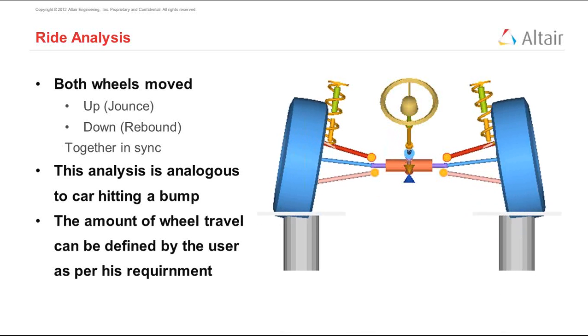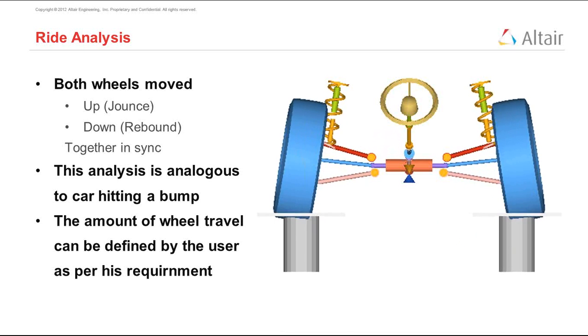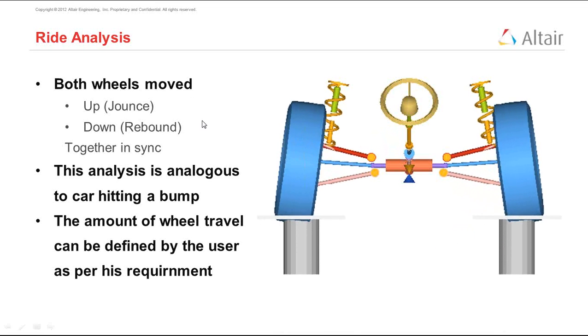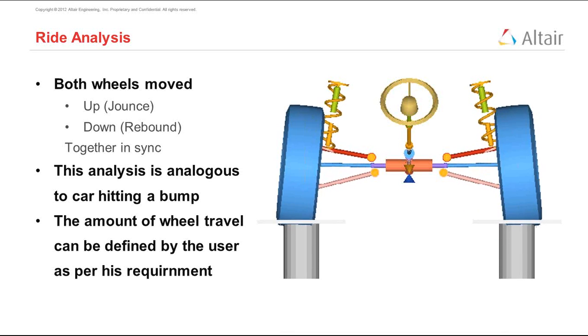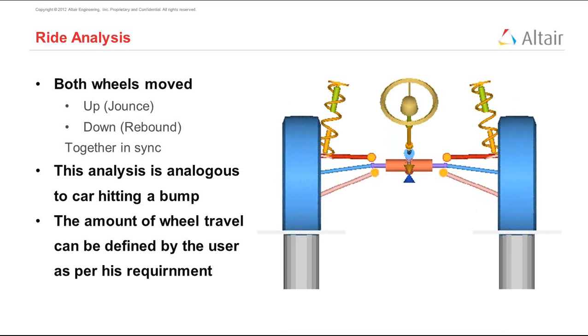The first one is ride analysis. Both the wheels are moved up and both the wheels are moved down at the same time. This is a situation when you are hitting a bump, and we can imagine this happening in a normal situation. You might design the vehicle for different wheel travel, so the amount of wheel travel you want to put in the simulation is user defined.